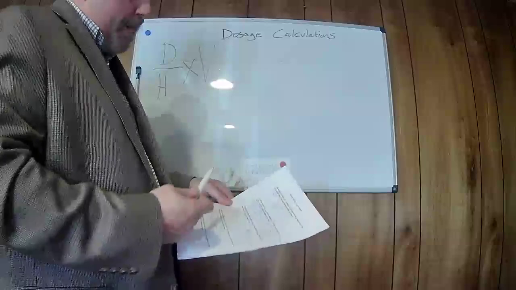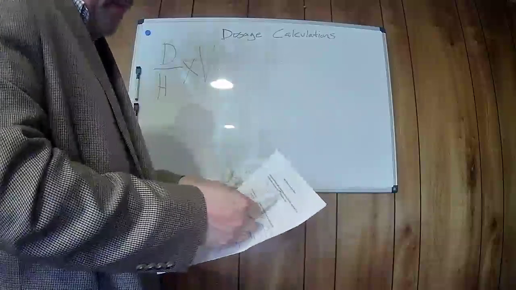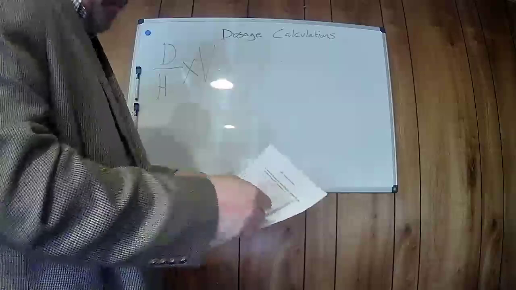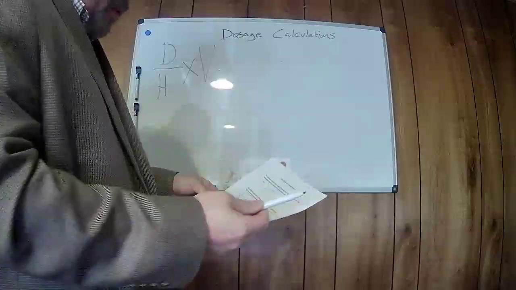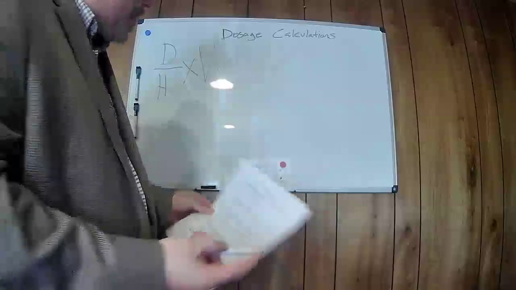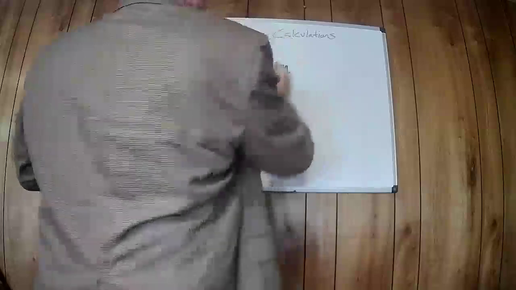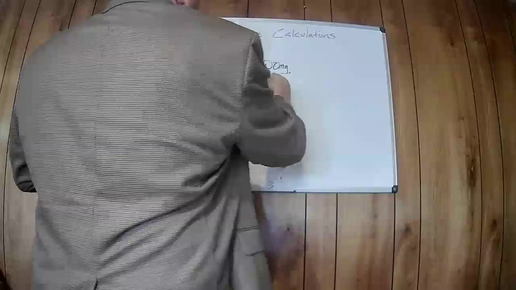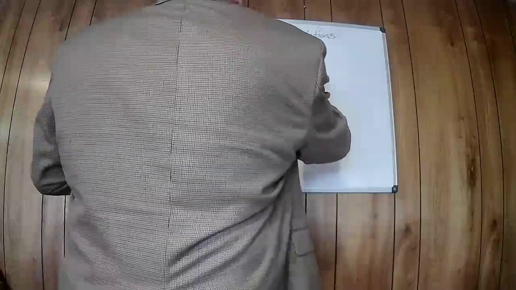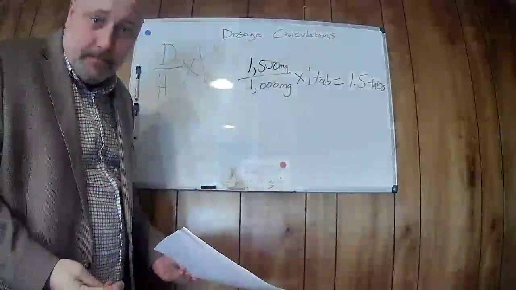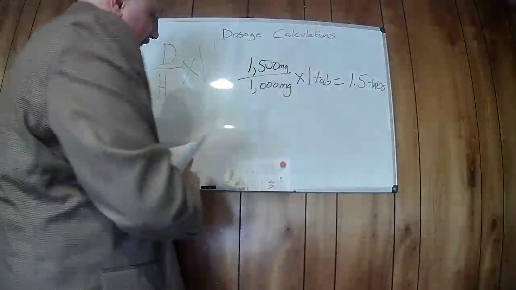So for our first problem on our worksheet, we want to give 1,500 milligrams. You're supplied with 1,000 milligrams per tablet. How many tablets do you administer? Our desired dose, we want to give 1,500 milligrams. Our dose on hand is 1,000 milligrams times one tablet. That's going to equal 1.5 tabs. Too easy, right? Let's do another one.